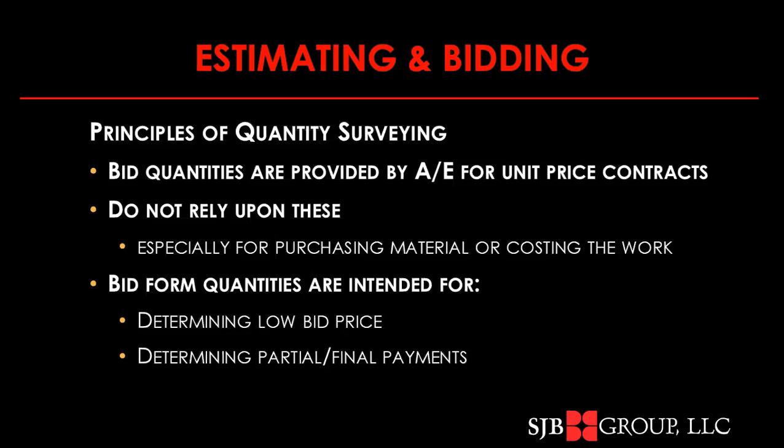So the number of truckloads you're going to have to do is going to be a bigger number based on a quantity larger than the 10,000 in the bid quantity. So your bid form quantities are there for determining the low price bid and for determining how to pay the contractor. Those aren't quite consistent with you as the estimator putting together a hard money bid.